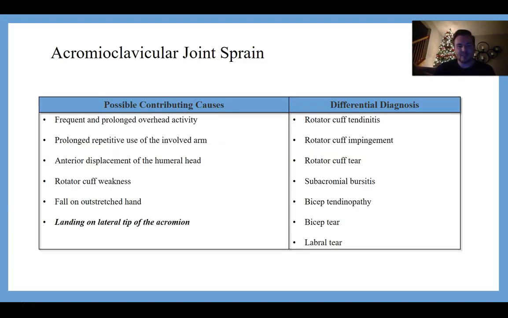So the big one here, contributing factors: landing on the lateral tip of the acromion. Differential diagnosis is rotator cuff tendinitis, impingement or tears, bursitis, biceps tendinopathy, biceps tear, labral tear. Remember the coracoacromial space. You just want to rule out all this other stuff.